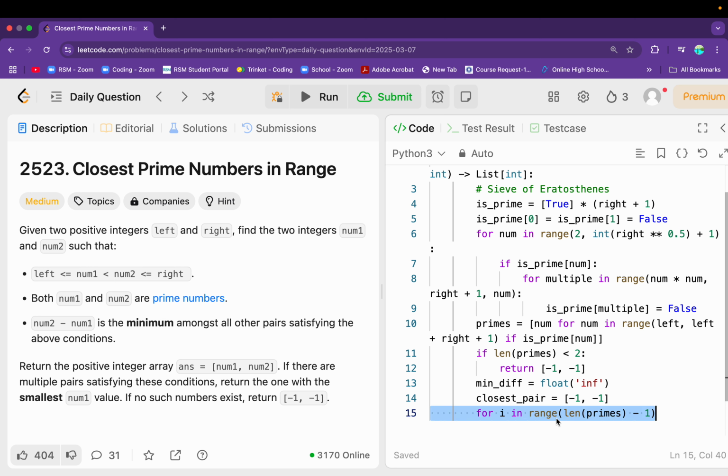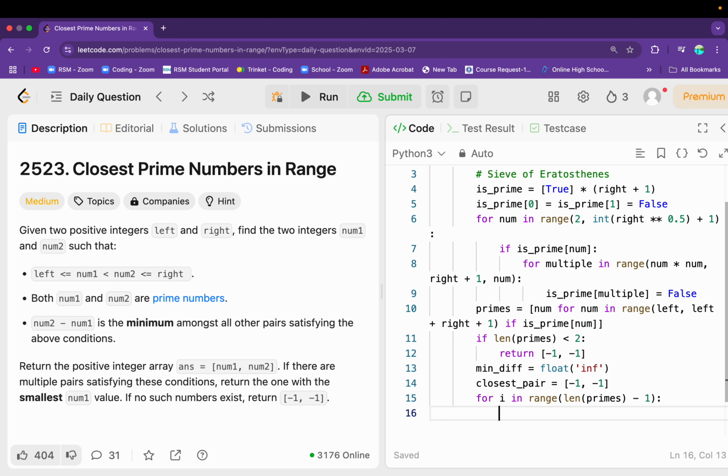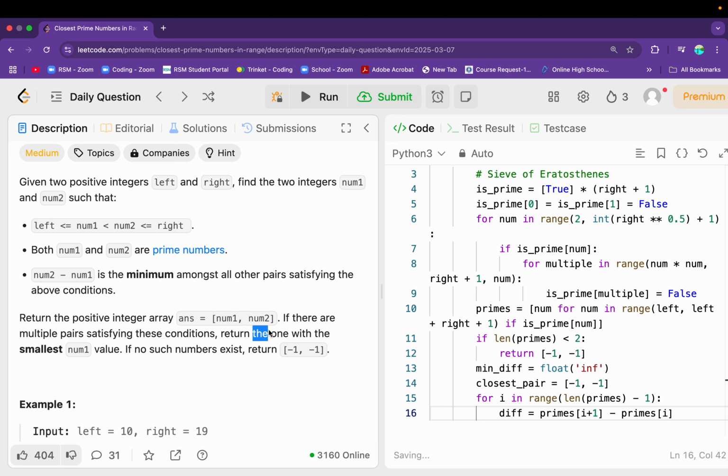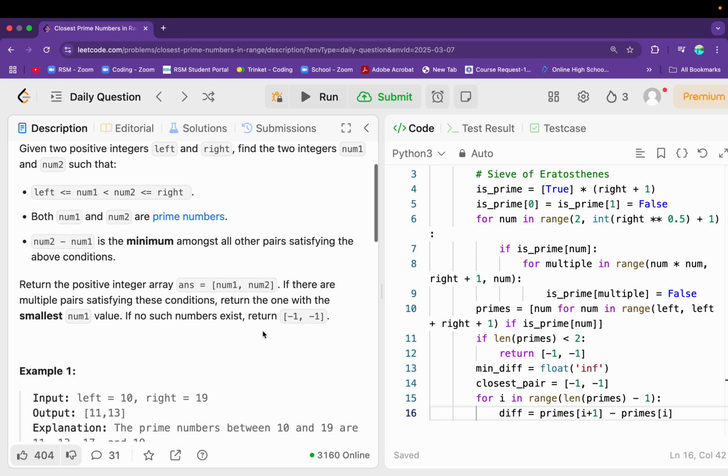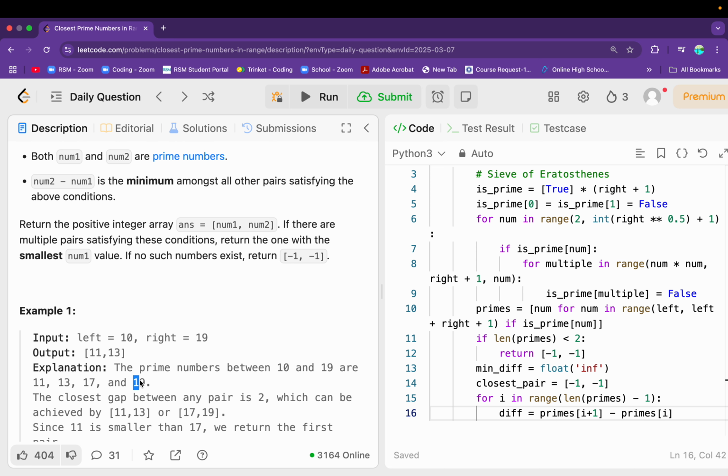In fact, we're guaranteed that all of these are primes because we are iterating over the primes list, so we're iterating over only primes in that corresponding range from left to right. So for all the pairs in the range of length of primes - 1, we'll get the current difference to be primes at i + 1 minus primes at i. And something very important to note is that we never want a value being subtracted by a much smaller or much different value. Like we wouldn't want to subtract 19 by 11, or rather we want to subtract 13 by 11.